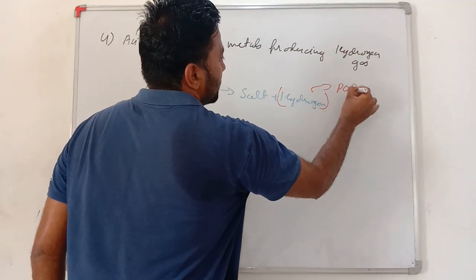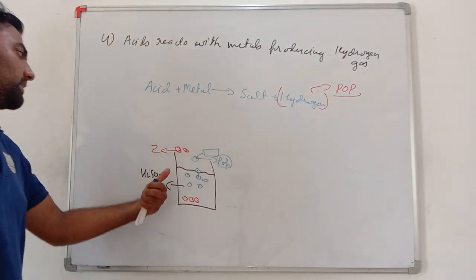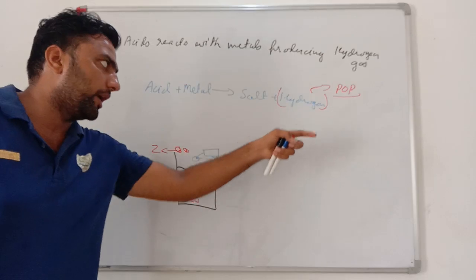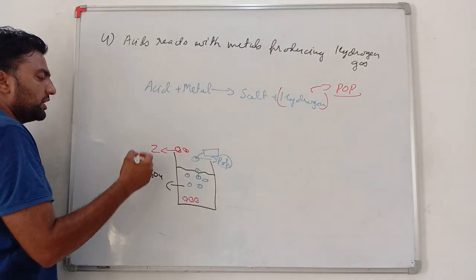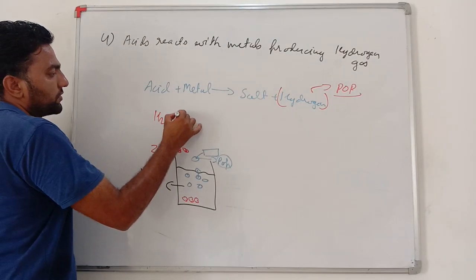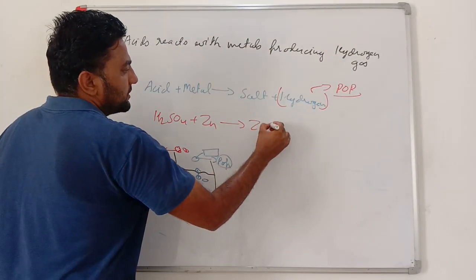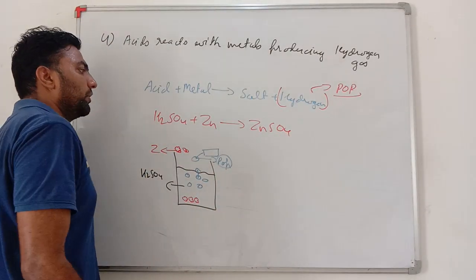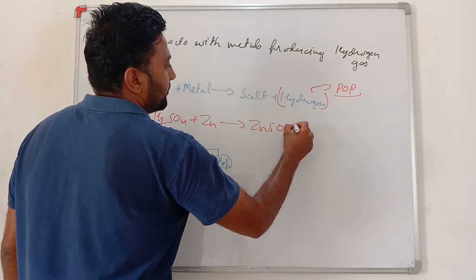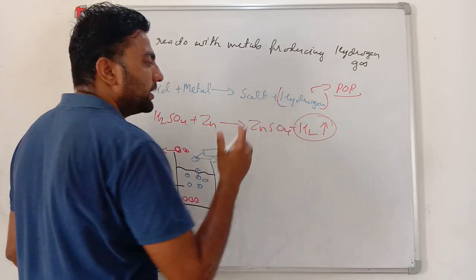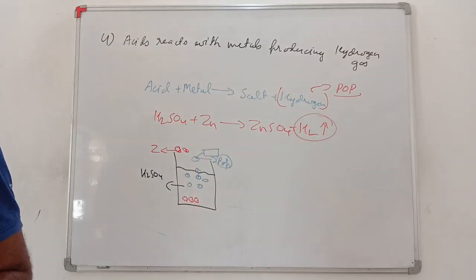Very important, my dear student. So we can confirm yes. When acid and metals come in contact, they produce hydrogen. This equation I am going to write. Acid H2SO4 plus zinc, that is metal, gives us zinc sulfate ZnSO4 plus H2, and this H2 burns with a pop sound.